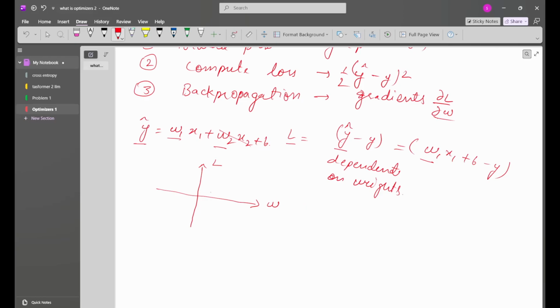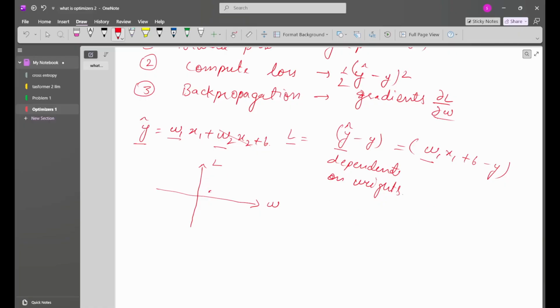There are thousands or millions of weights present in deep learning models or transformer models. In that case, this graph is in a 2D plane, but there are many dimensions, very high dimensional, and we cannot visualize that. So our goal is to change the weights in such a way that the loss will be minimum.